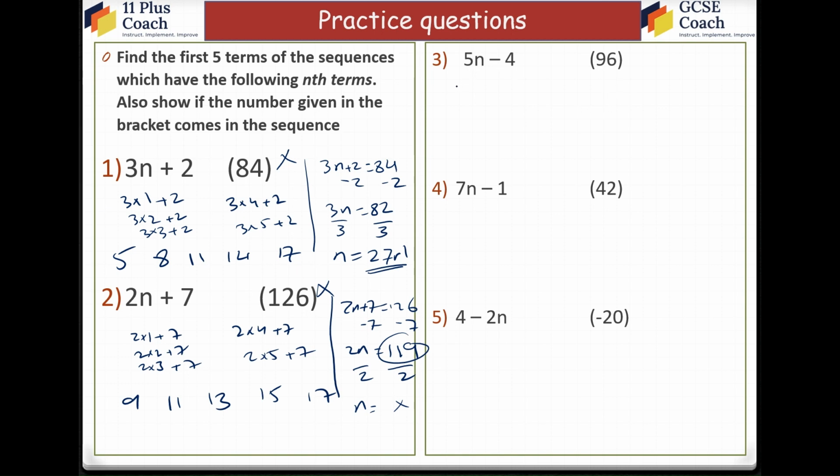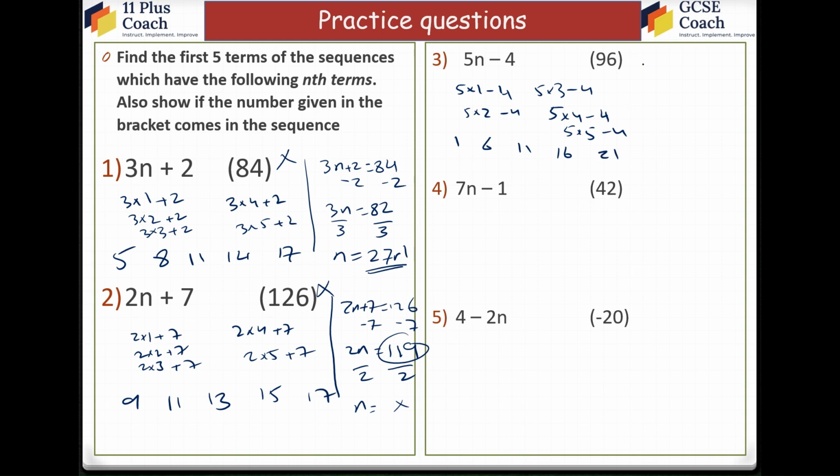Next one, replace n with 1. 5 times 1, take away 4. That gives me 5 take away 4 is 1. 5 times 2, take away 4, 10 take away 4 is 6. 5 times 3, take away 4 is 11. 5 times 4, take away 4 is 16. And 5 times 5, take away 4 is 21.